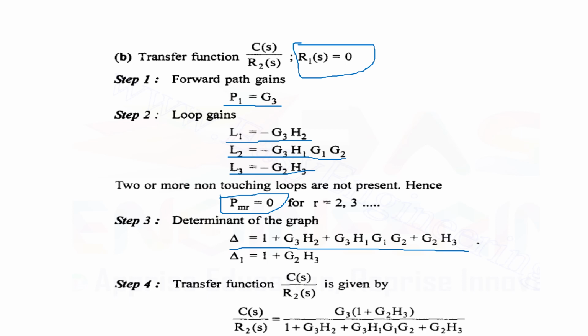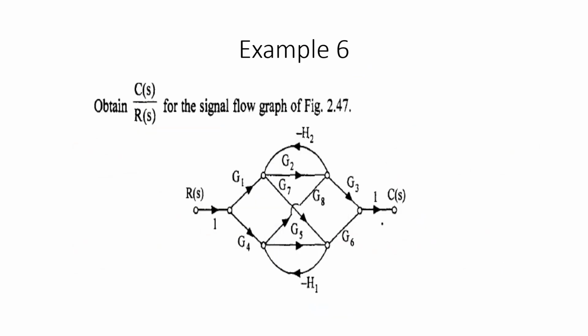Your delta value is nothing but equal to 1 plus G3 H2 plus G3 H1 G2 plus G2 H3, and delta 1, one of the loops does not touch this forward path, that is G3, so it is 1 plus G2 H3. So by replacing this value, you are going to get the transfer function in the standard form, which is given as G3 plus G2 G3 H3. By taking G3 common, you can rewrite this as G3 into 1 plus G2 H3 divided by 1 plus G3 H2 plus G3 H1 G2 plus G2 H3. So this is for the second input R2 with R1 as equal to 0.